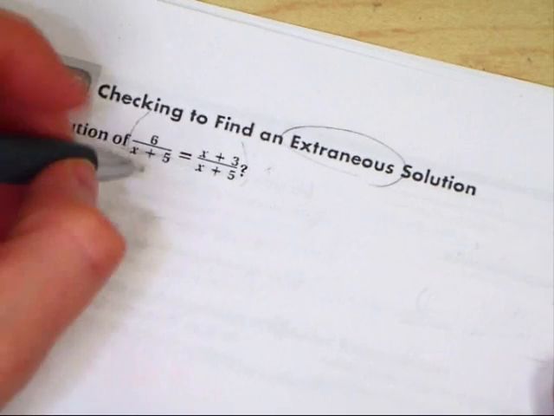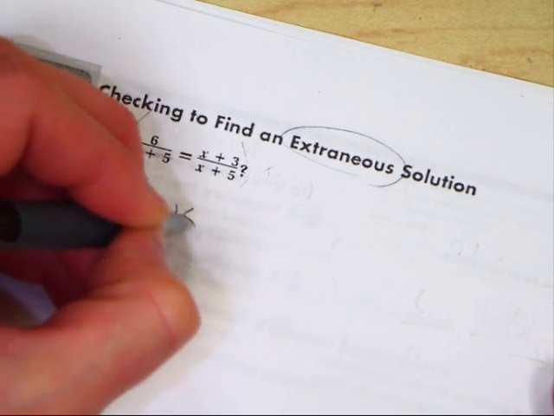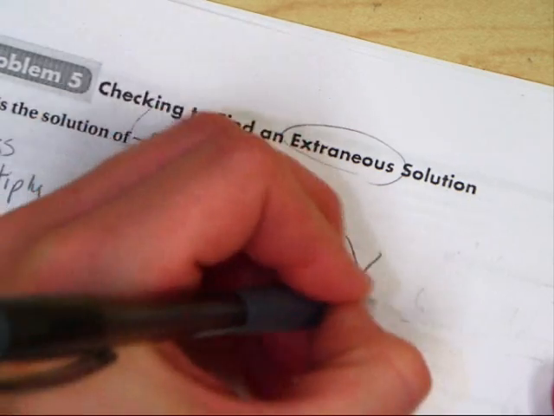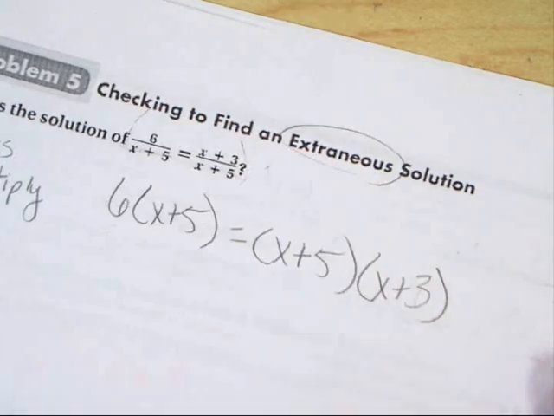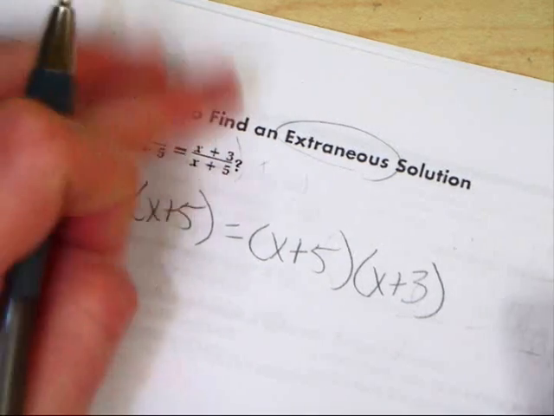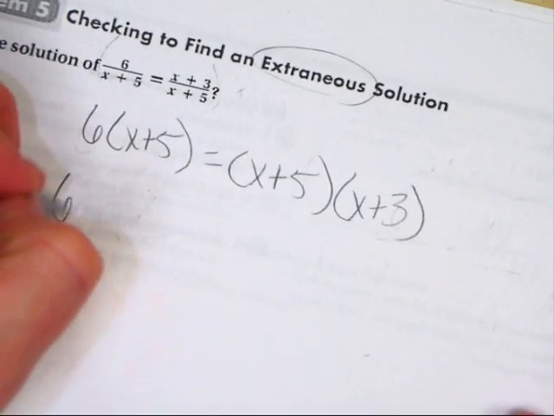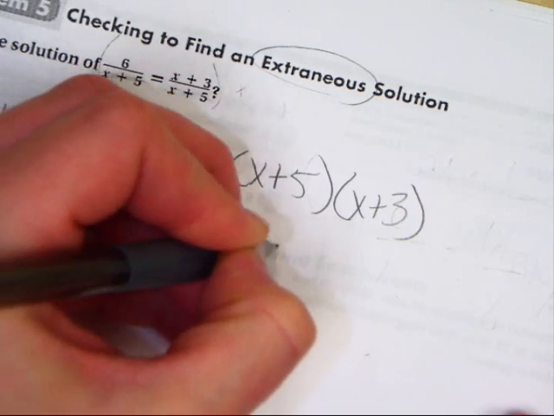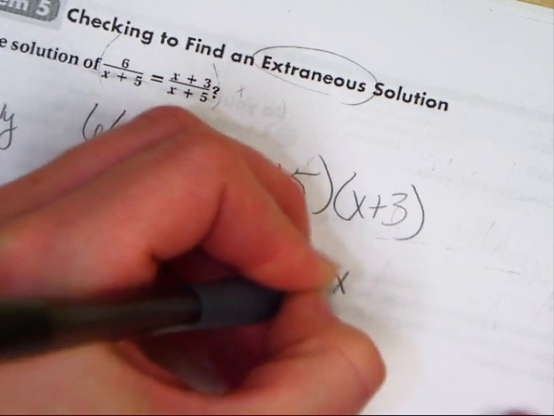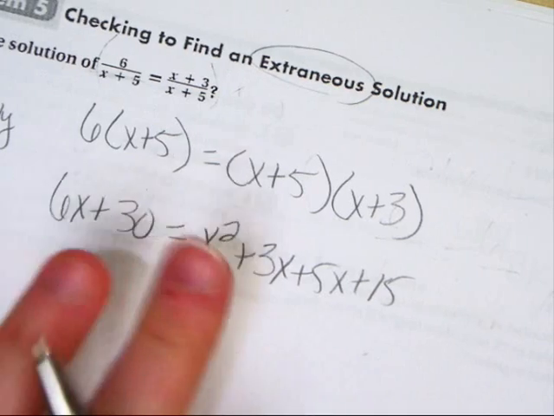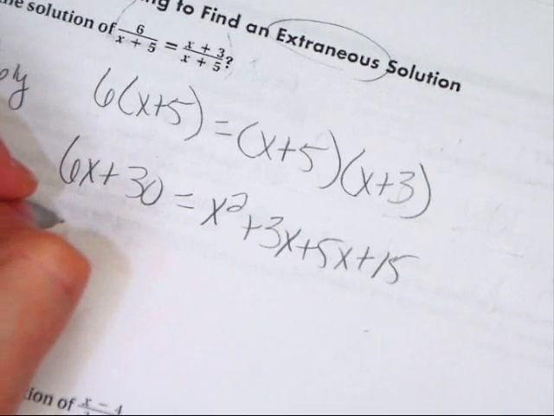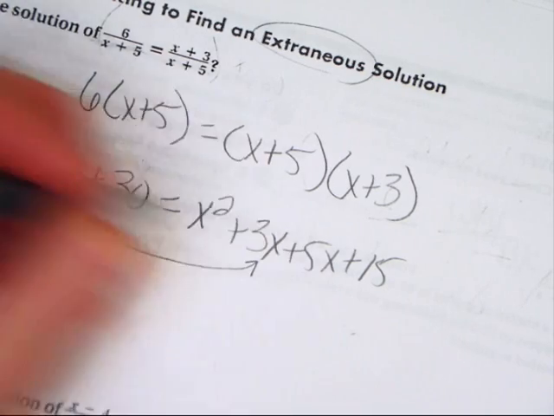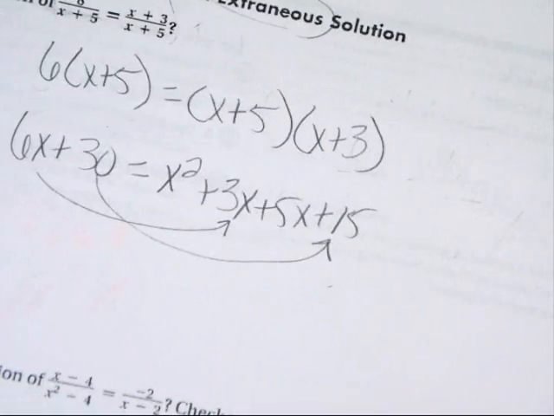So let's go ahead and cross multiply and get 6 times (x plus 5) equals (x plus 5) times (x plus 3). And you can only cross multiply if it's two fractions equal to each other. So you get 6x plus 30 equals x squared plus 3x plus 5x plus 15. When you have an x squared, you set it equal to 0. So that means 6x comes over and 30 comes over.